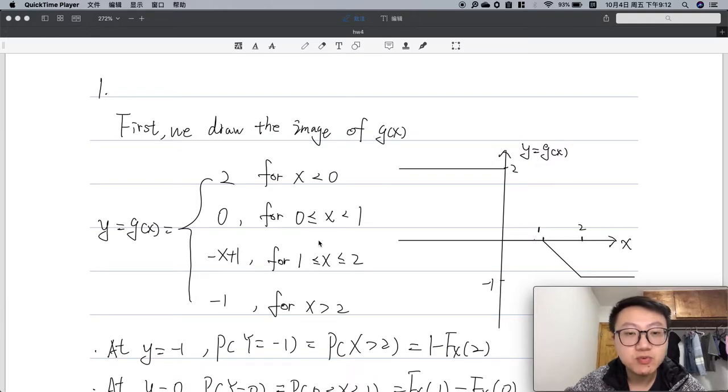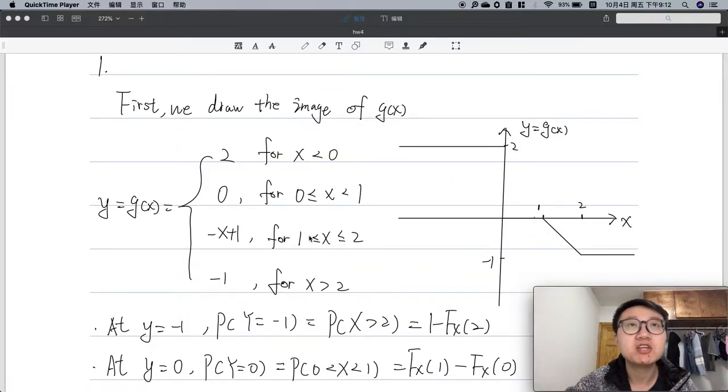As we know, the variable y is equal to g(x), and we can draw this image just like this. In this image, we can get some information, like the range of y and the distribution of the variable y.